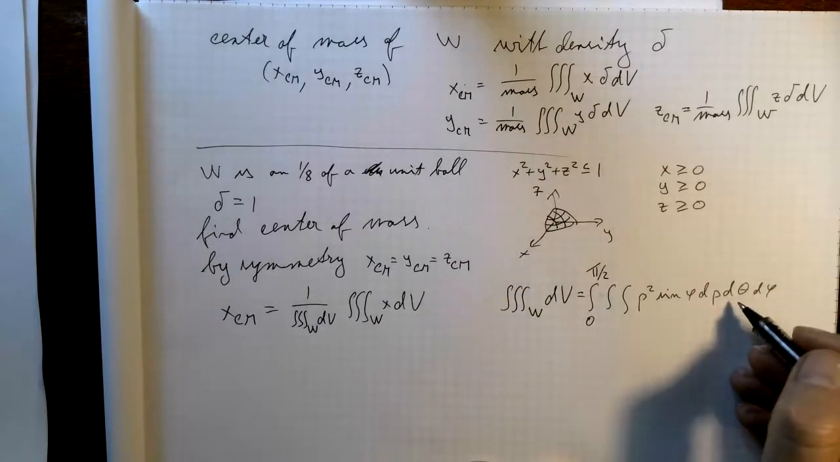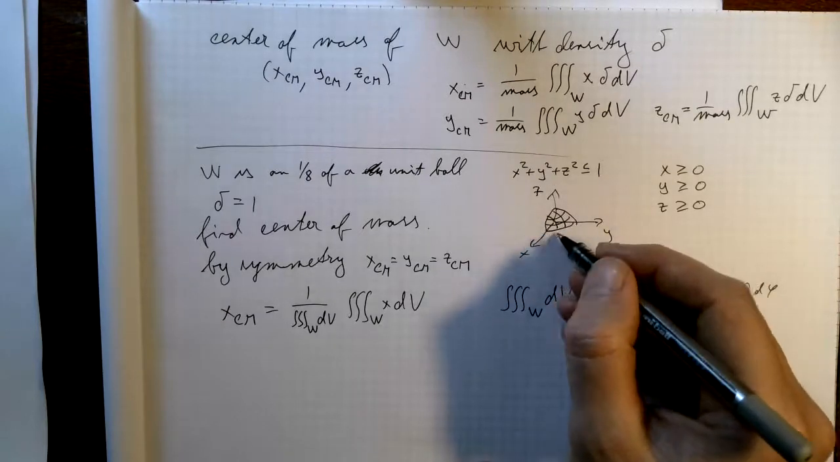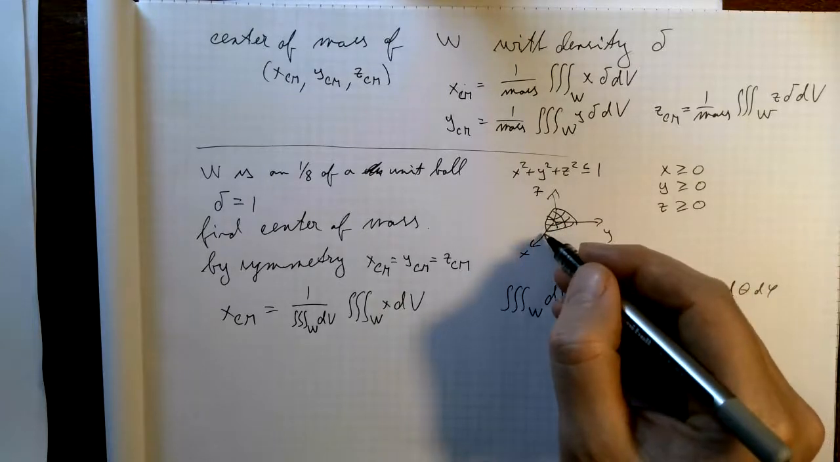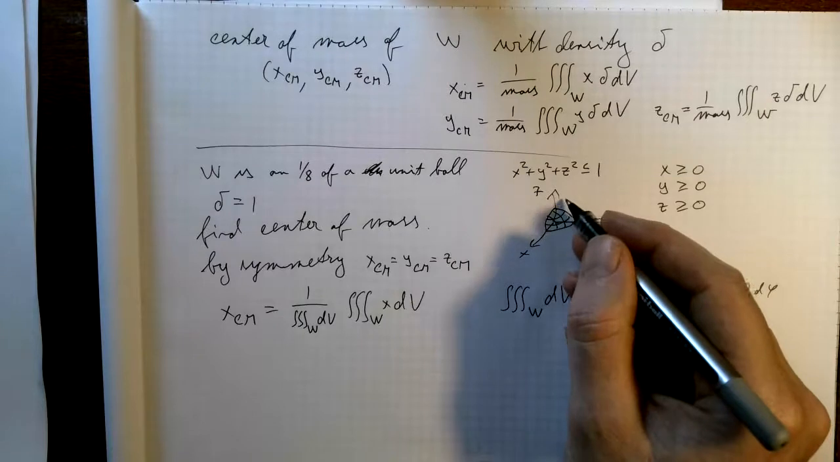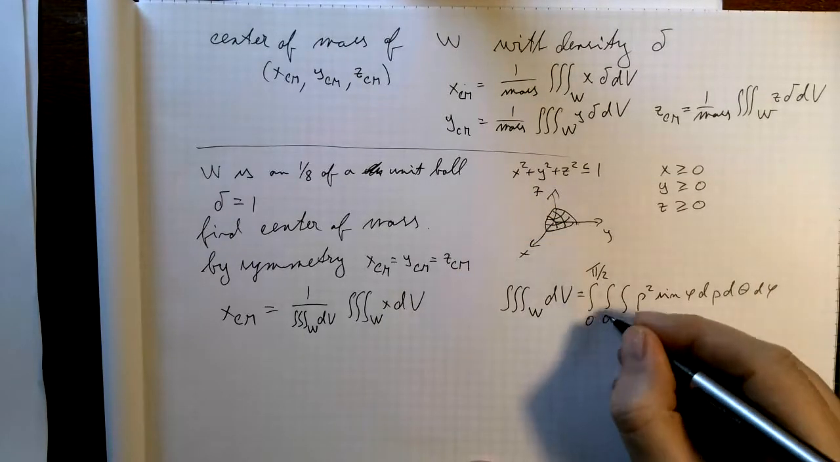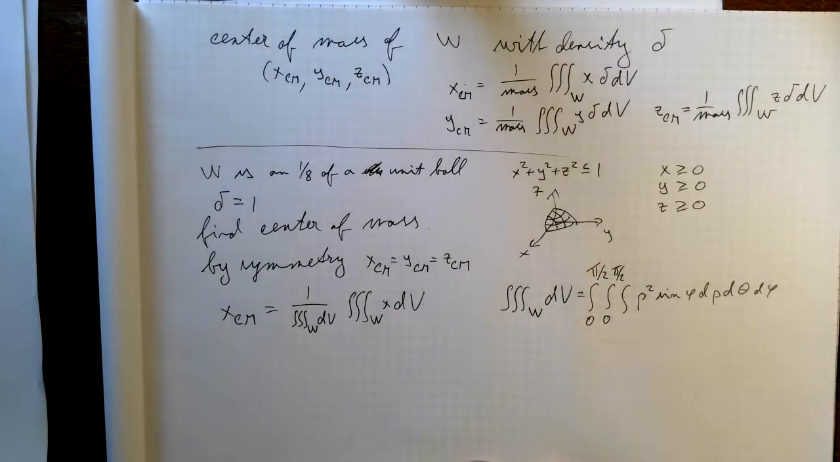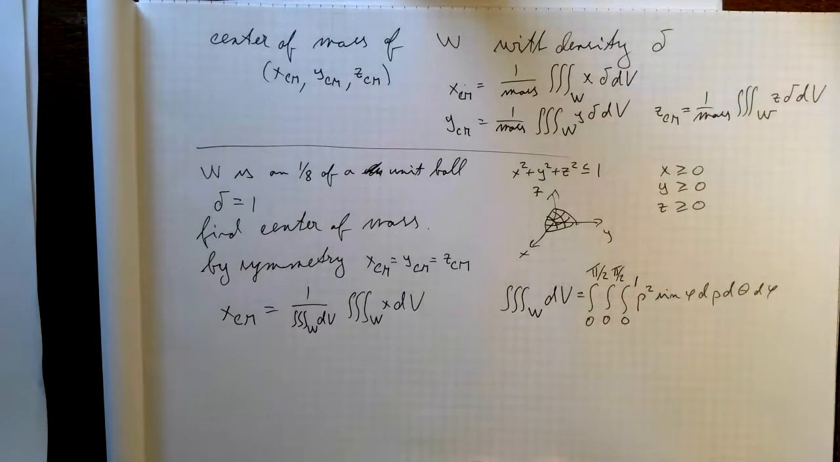In theta, it's kind of the same thing. Theta is now going through only a quarter of all the possible thetas, because the first quarter is in W, but the second quarter isn't, the third quarter isn't, the fourth quarter isn't. So that means it's also going from 0 to pi over 2. And rho is going from 0 to 1.